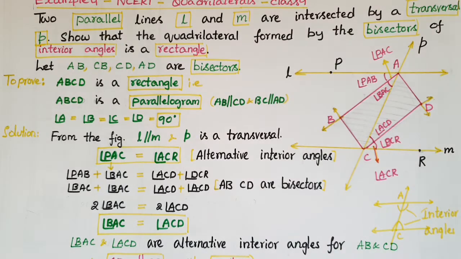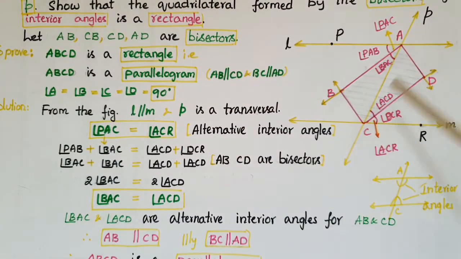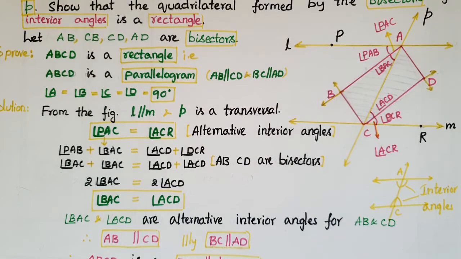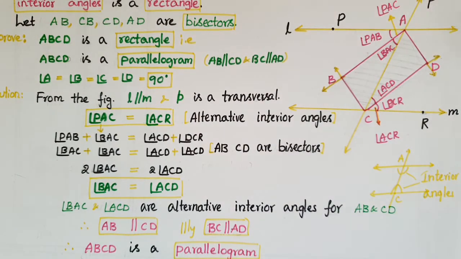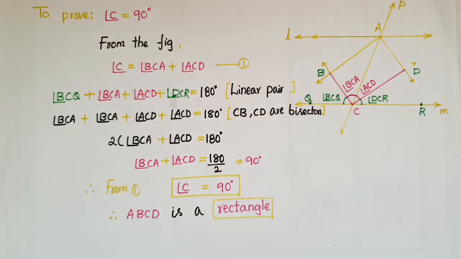Similarly, we can say that BC is parallel to AD. So AB is parallel to CD and BC is parallel to AD means ABCD is a parallelogram. But we have to prove that ABCD is a rectangle. So for that we have to prove at least one angle is equal to 90 degrees.